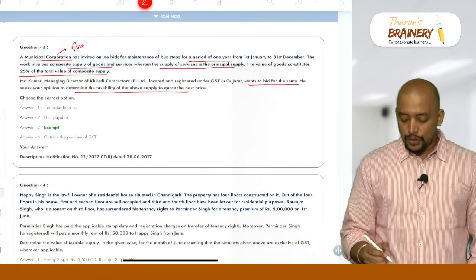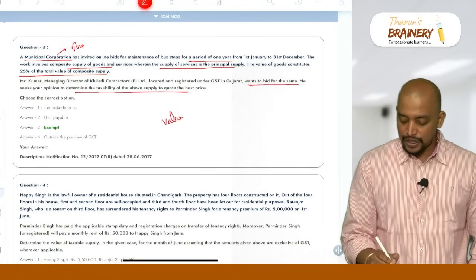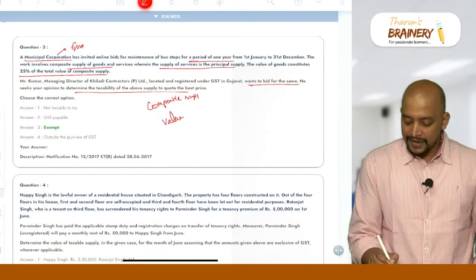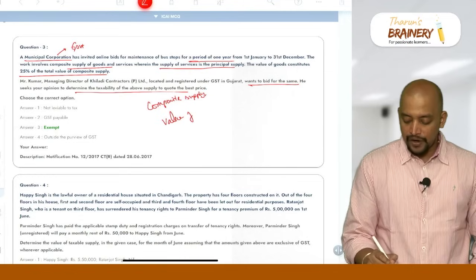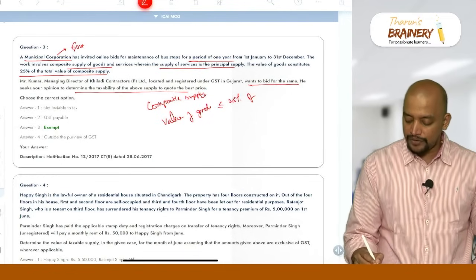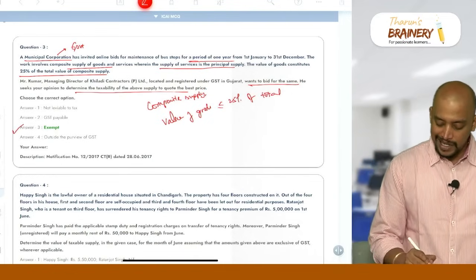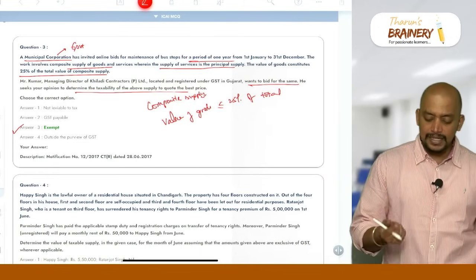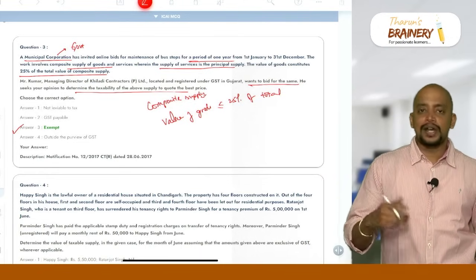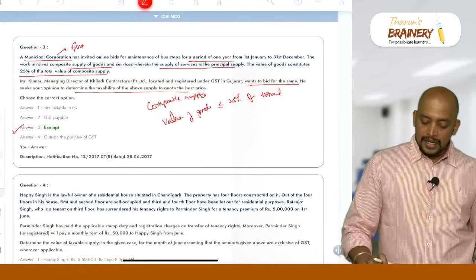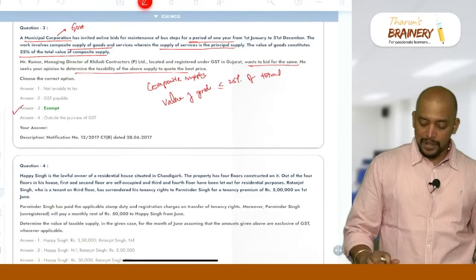Actually, the value of goods. So, first it should be a composite supply where the value of goods does not exceed 25% of the total. So, therefore, it is exempted in this case. And here this is an activity which they need to do as per the Constitution, that is what we need to take here. If it is a pure service, then also it will be exempted.